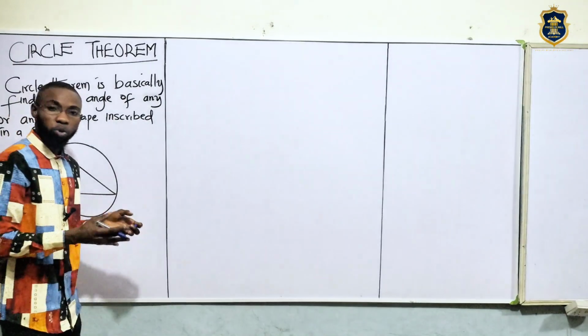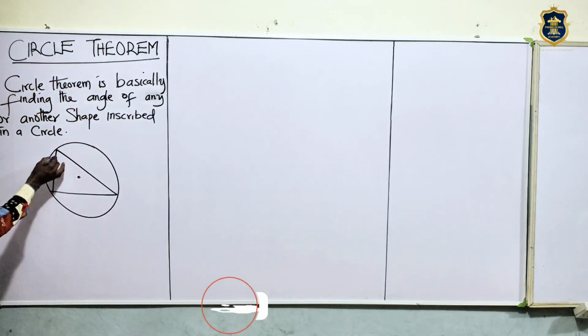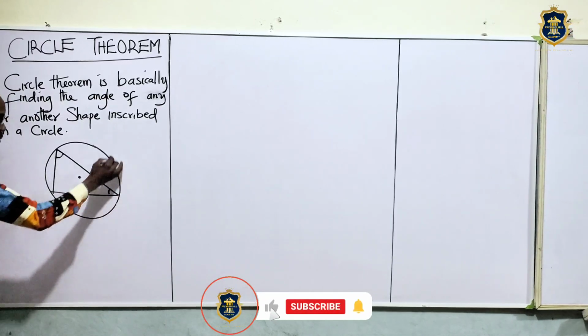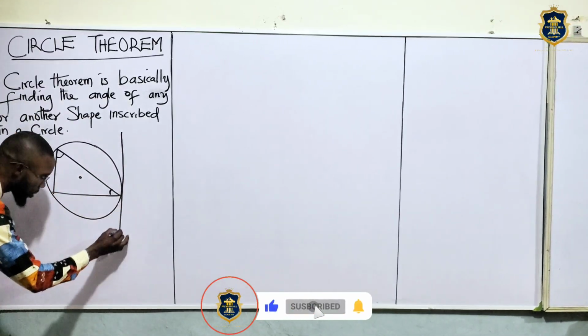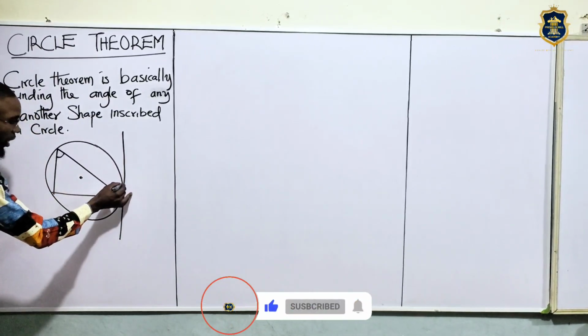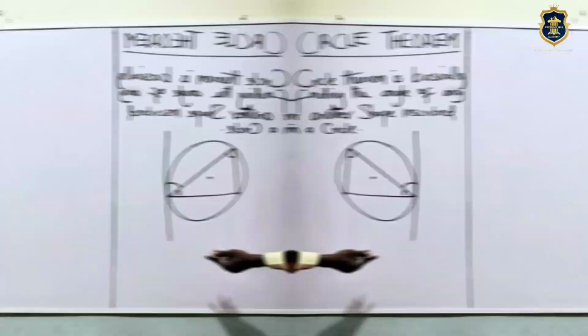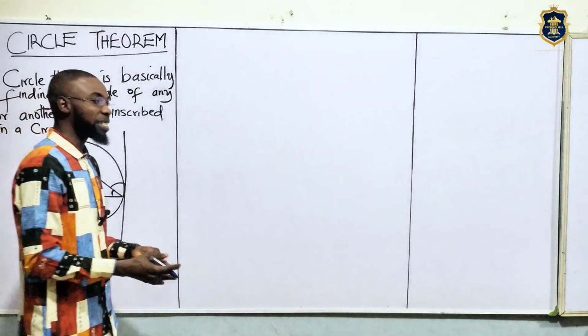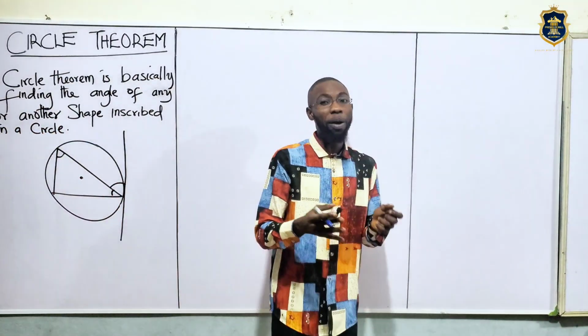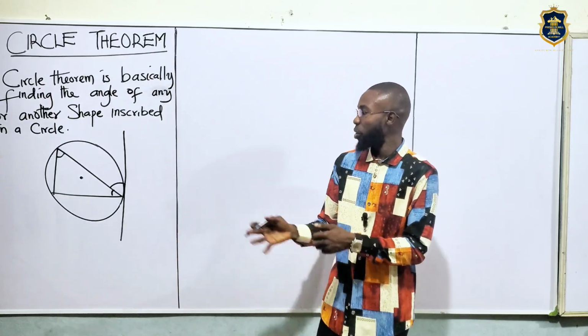Our job in circle theorem is to look for the angles that make up this shape. Whether it's a tangent, for instance, maybe let's assume we have a tangent, and then they ask us to look for the angle that makes up this tangent. Our job in circle theorem is simply to look for the angles that make up the shape.